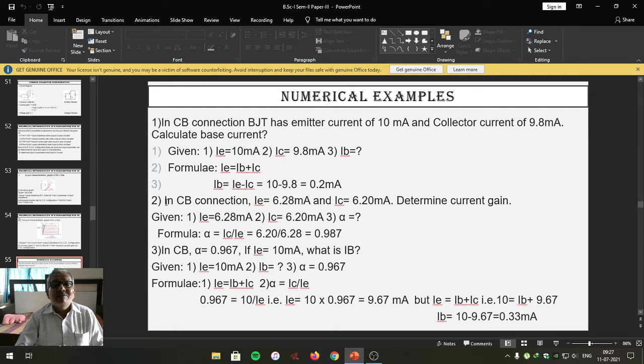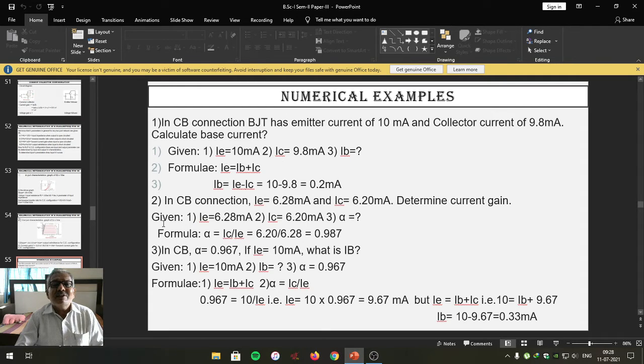In the second example, I will read it. In common base connection, IE is equal to 6.28 milliampere, IC is equal to 6.20 milliampere. Determine the current gain. When you read it again, you will see that here also the BJT is used in common base configuration. IE is given, IC is given, current gain is asked. In common base configuration, current gain is denoted by alpha.